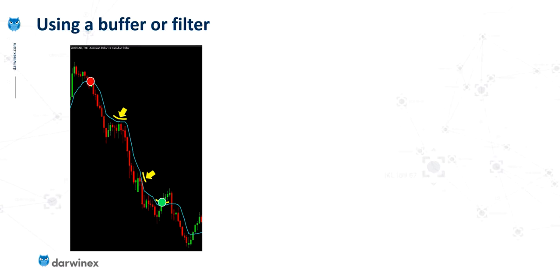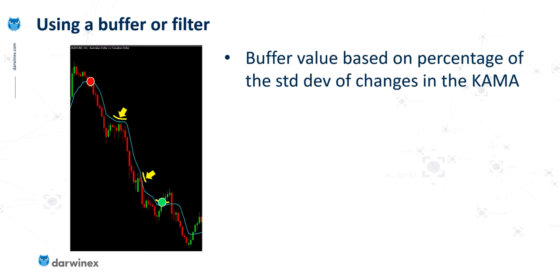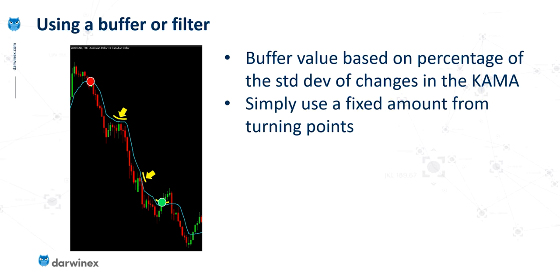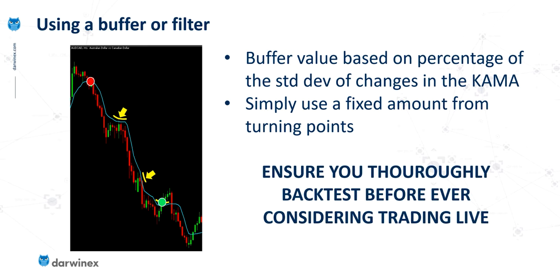Now, he recommends that this buffer value, or the yellow line here, is based on possibly a percentage of the standard deviation of changes in the KAMA, or alternatively, just by some fixed amount based on some other rule that you devise. But I will stress here, you clearly need to thoroughly backtest anything that I'm talking about here, anything that Kaufman is suggesting indeed, before you ever consider trading it live. You need to be convinced yourself that this is going to give you a profitable system, and of course need to take ownership for your own decisions.